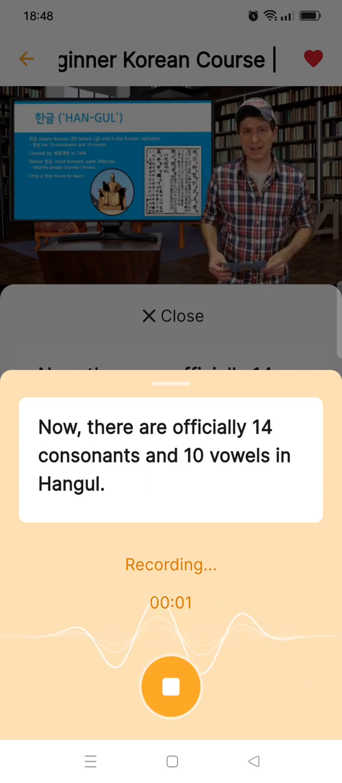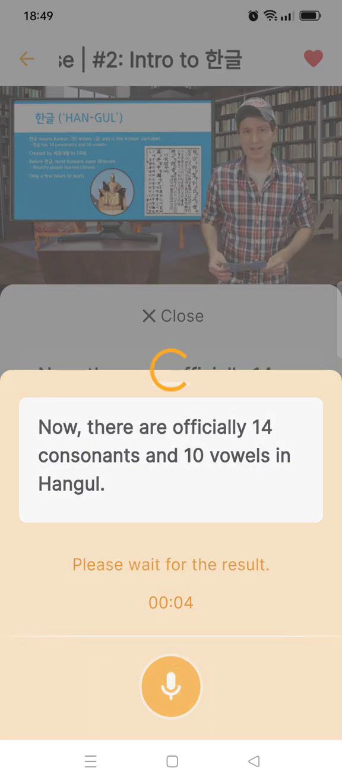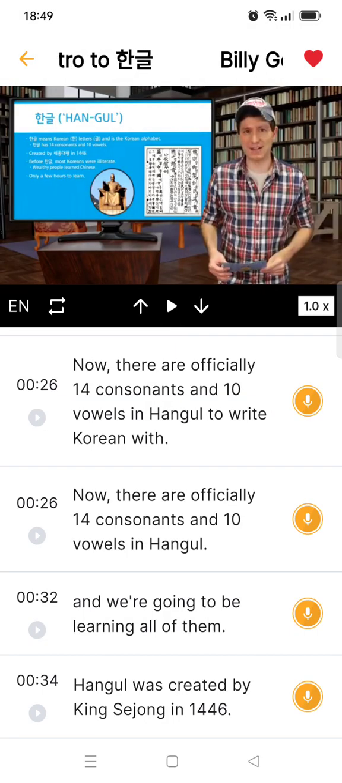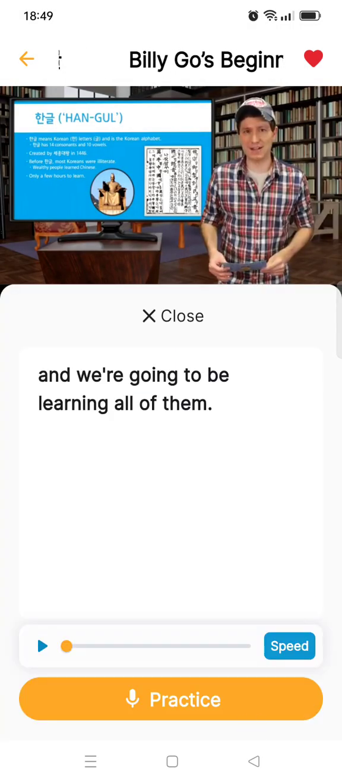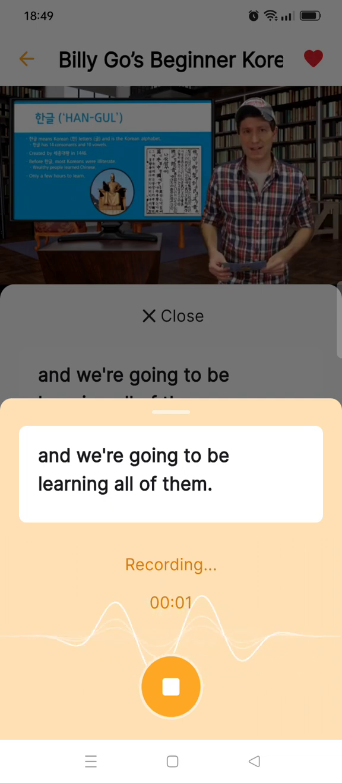Now, there are officially 14 consonants and 10 vowels in Hangul. And we're going to be learning all of them.